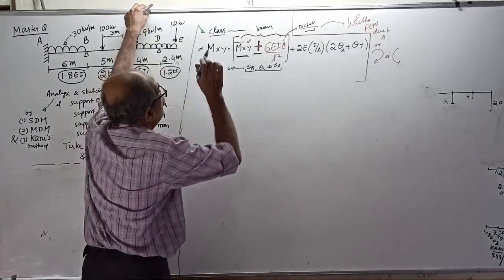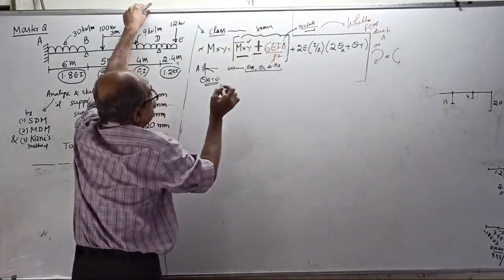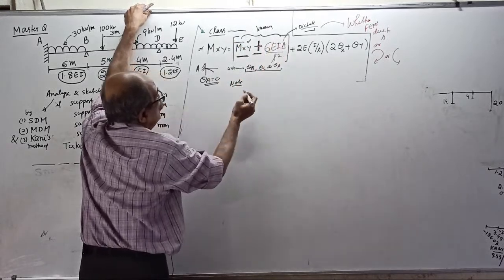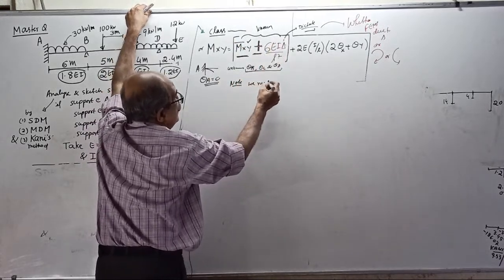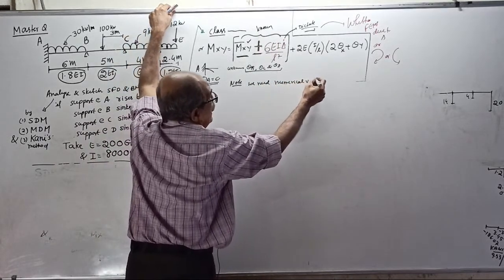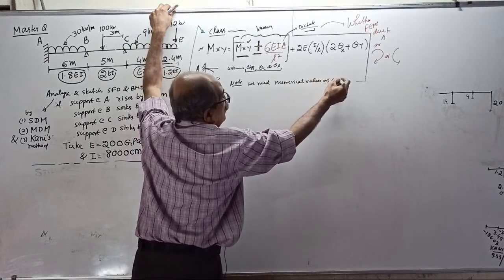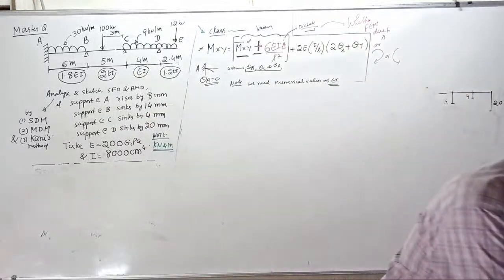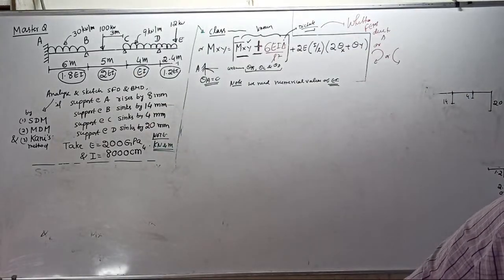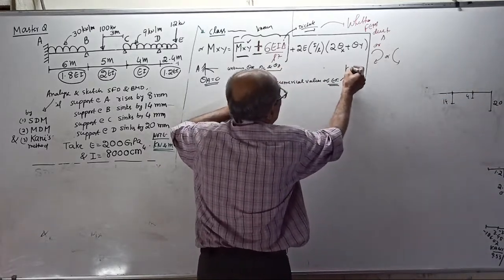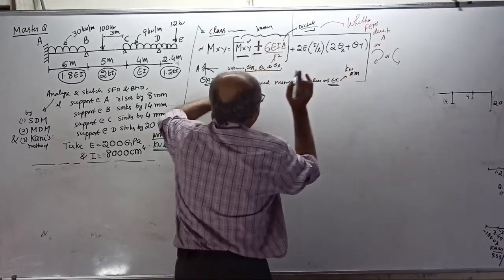Okay. Now, before you substitute, make a note. Delta is known. We need the numerical value of EI. Yes or no? We require the numerical value of EI, and we want it in kilonewton and meter units.